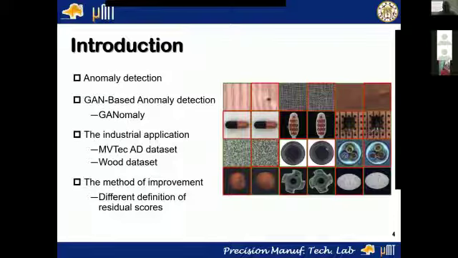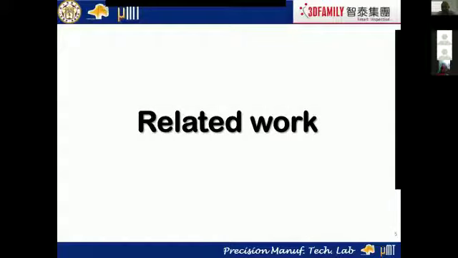However, it is necessary to verify the industrial inspection capability of the model. In this paper, the public industrial inspection dataset NVTech-AD and the wood sample from actual production line were used to examine the performance of GAN anomaly. Additionally, different definitions of residual scores were used to improve the ability of GAN anomaly. Next, let's take a look at related work.